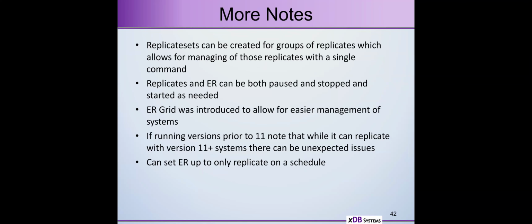So again, you can create replicate sets for a group of replicates and manage them all at once. You can stop replicates if you don't want them queued up, or pause them if you want them just not to be sending data right now. And then you can pause and unpause as you need. There's grid, which is a little outside of the scope of this, which was introduced in later versions, beginning of version 11.7, I want to say, where it actually allows you to do things like schema changes off a single command rather than needing to do them by system. It works really well if all of your systems are effective clones of each other.